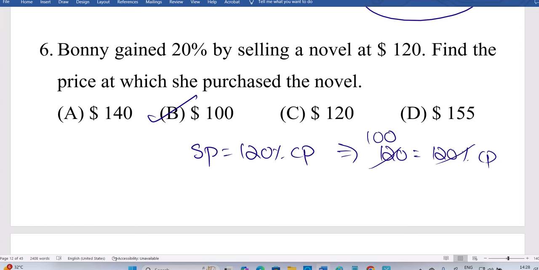So cost price is 100. I'm telling you, they'll change the values. You can find this model question. Every set you can find this model, but values will change. Please read it carefully. What topic is this?